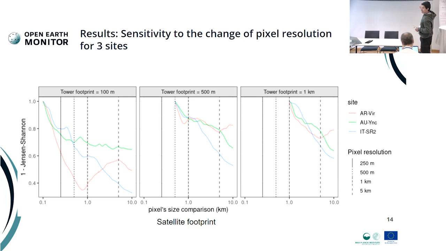So let's say we have a 5 kilometer resolution for the site ITSR2. We have that the information share between the eddy covariance footprint and the satellite footprint is less than 0.4. That means that less than 40% of information that exists in the tower is shared with the satellite. We also notice that when we increase the tower footprint, of course, more information is shared by the satellite, and so on and so forth.